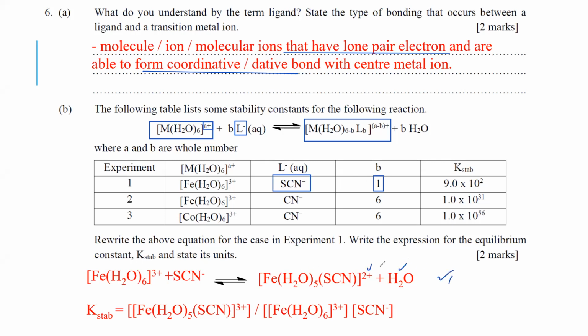So you form [Fe(H2O)5SCN]2+ plus H2O. So this is 1 mark. And then K stability is [Fe(H2O)5SCN]2+ over [Fe(H2O)6 3+][SCN minus]. Typing error, sorry for that. The unit here is mol minus 1 dm cubed, because you only substituted one ligand. Mol minus 1 dm cubed. So that is how you rewrite the stability constants for this one.